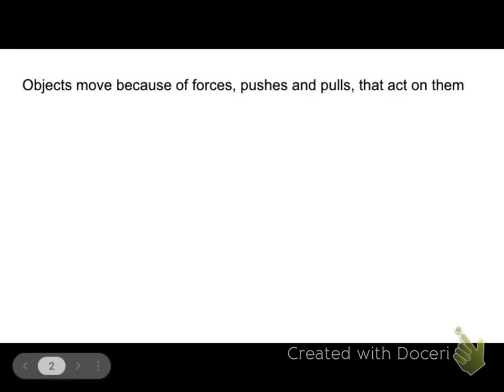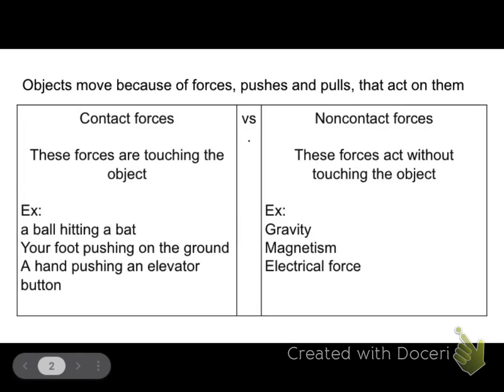As you identified, objects move because forces push or pull on them. So if an object is moving, there is a force acting on it, either a push or a pull force. There are two different types that we're going to talk about, and they are contact forces and non-contact forces. The difference between them is right there in the name. Contact forces are forces where the two objects are in contact with each other.